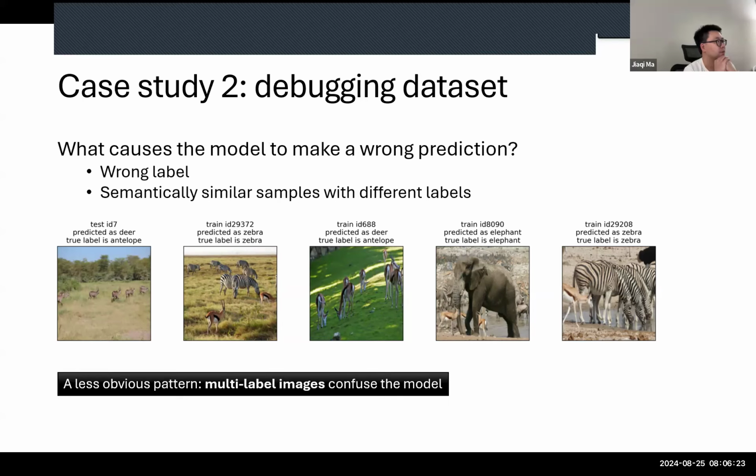I have a quick question. In this case, when you have a wrong prediction, when you do the selection, do you use the column of the ground truth label or the column of the prediction?